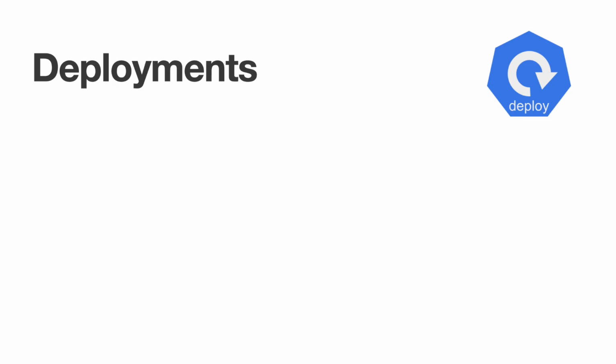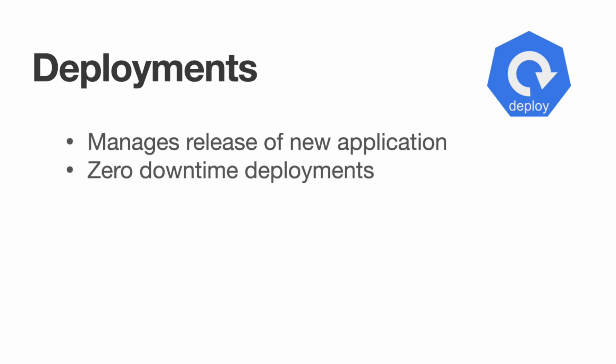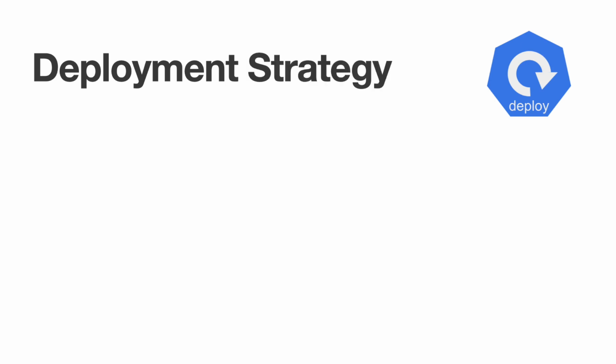Early in this chapter, you've learned that deployments are used to manage the release of a new application. They're also used to manage zero downtime deployments, and you should manage pods with deployments. So we've learned all of this. Now, the key here that I want to emphasize is the first two bullet points: manages releases of new applications with zero downtime deployment. And this brings us to deployment strategies.